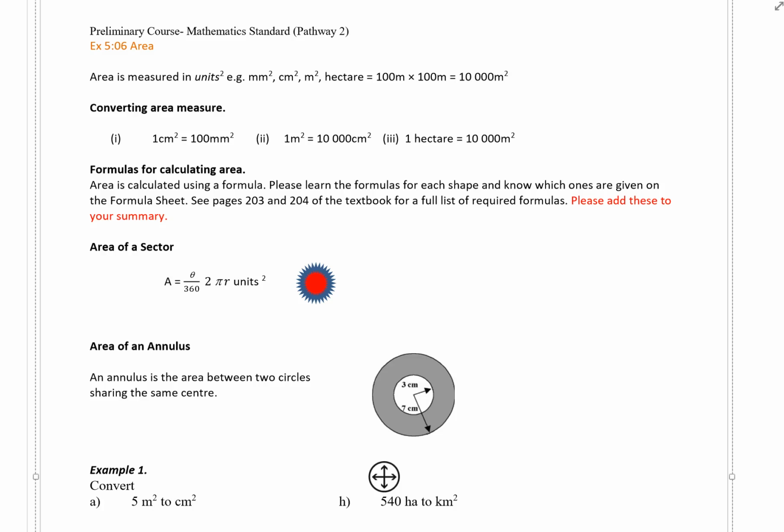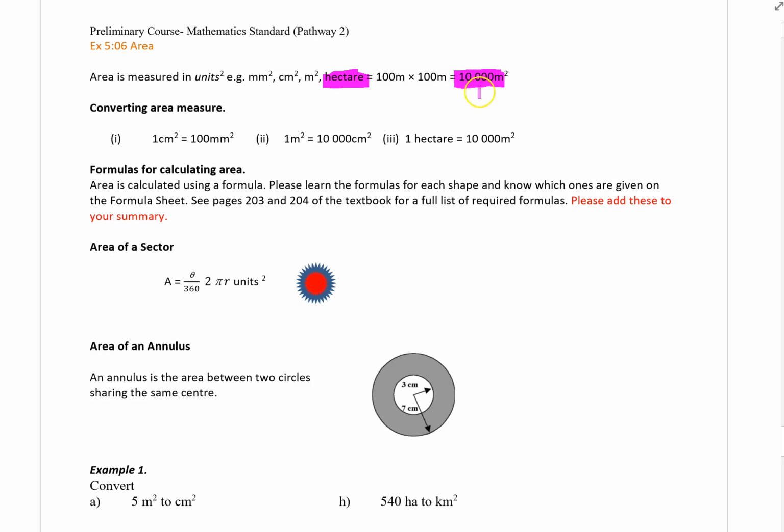In exercise 506, we now move on to the concept of area. Area can be measured in millimetres squared, centimetres squared, metres squared, hectares, etc. And by the way, a hectare is 100 metres by 100 metres, which gives you 10,000 square metres to a hectare. Now, these are conversions that you need to know, that 1 hectare is the same as 10,000 square metres.